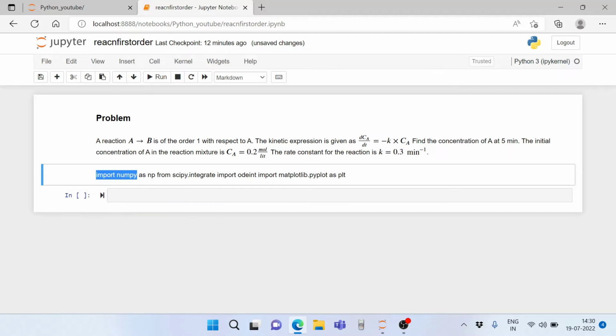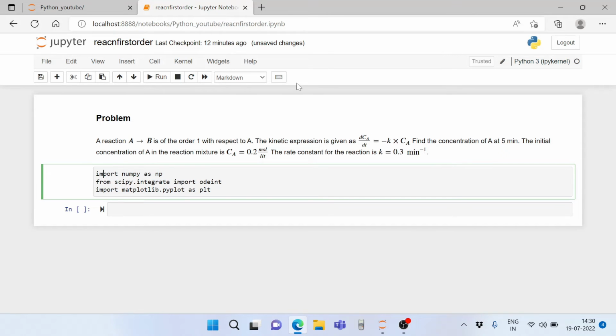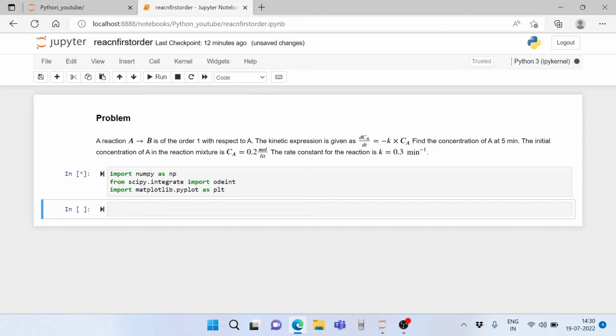So, I made a slight mistake here. Instead of going to markdown, I have to take it as code. Yeah. And execute this. So we have imported all the libraries.